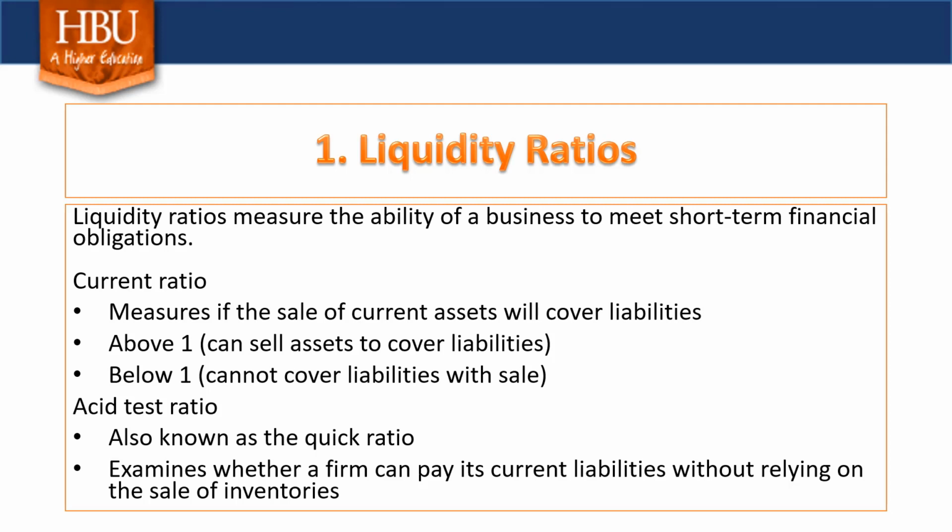The acid test ratio is another way to think about liquidity. It's also known as the quick ratio. It examines whether a firm can pay its current liabilities without relying on the sale of inventories. This ratio gives us information about the short term. Last, it is important to note that in making this connection, short term, or the ease of quickness, deals immediately with assets and liabilities in the short term.